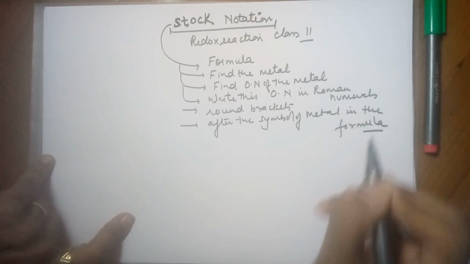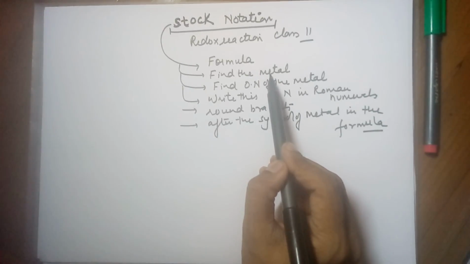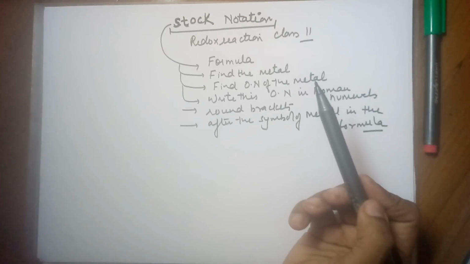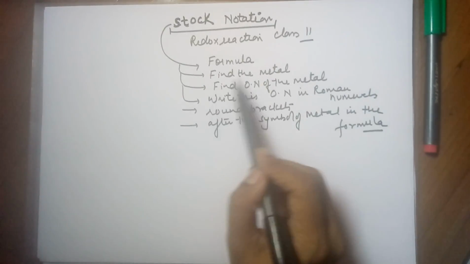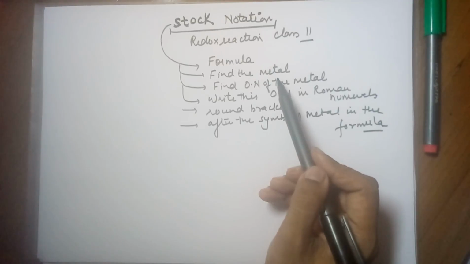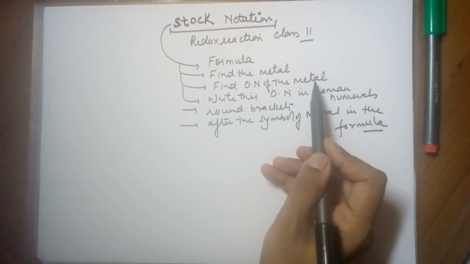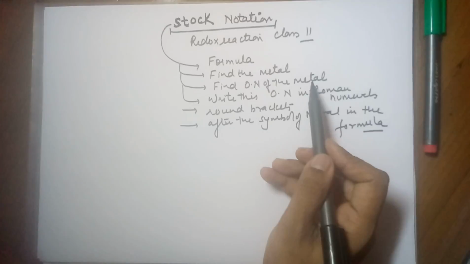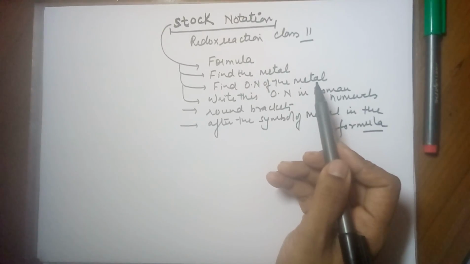I repeat once again. In the given chemical formula, you first need to identify the metal in it, whose oxidation number may vary, generally the transition element. In case there are two metals, then your concern should be the transition element whose oxidation number can vary. It should not be the alkali or the alkaline earth metal which have a single oxidation number. After that, you need to find out the oxidation number of that transition metal by the simple rules of finding oxidation number, which you already know.